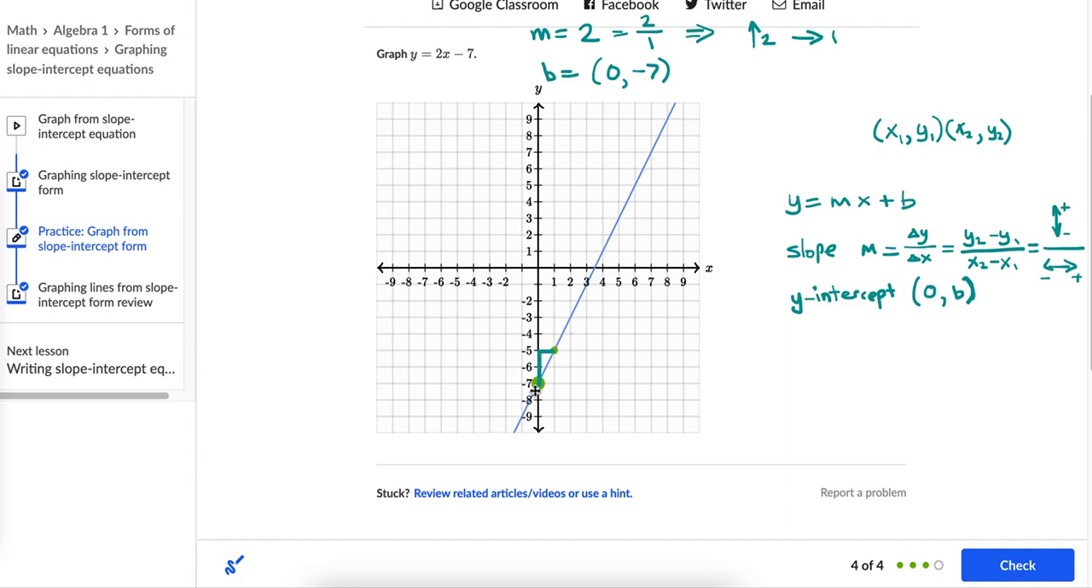If you did go with 4 over 2 instead, your point would be right here instead, and that's perfectly okay as well. Okay, so just choose your slope. You can spread them out a little bit if you like, so long as you multiply the numerator and the denominator by the same constant.